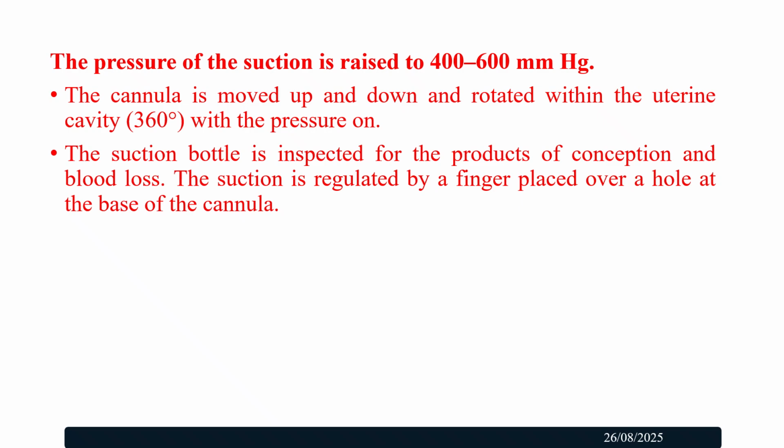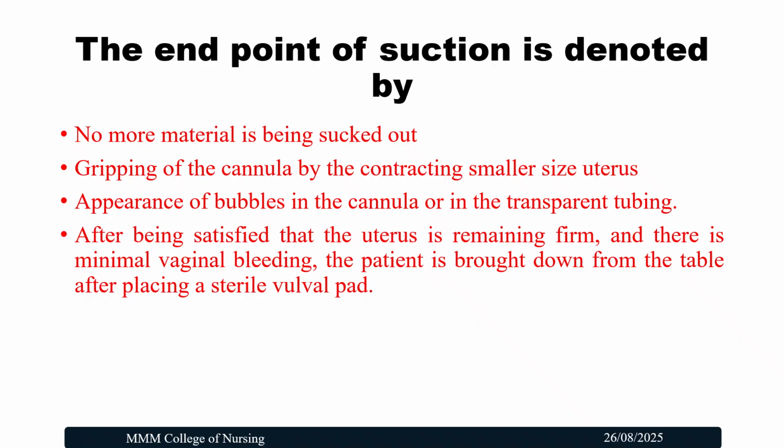Then the suction bottle is inspected for the products of conception and blood loss. The suction is regulated by a finger placed over a hole at the base of the cannula. The end point of suction is denoted by no more material being sucked out, gripping of the cannula by the contracting smaller size uterus, and appearance of bubbles in the cannula or the transparent tubing, after being satisfied that the uterus is remaining firm and there is minimal vaginal bleeding. The patient is brought down from the table after placing a sterile vulval pad.